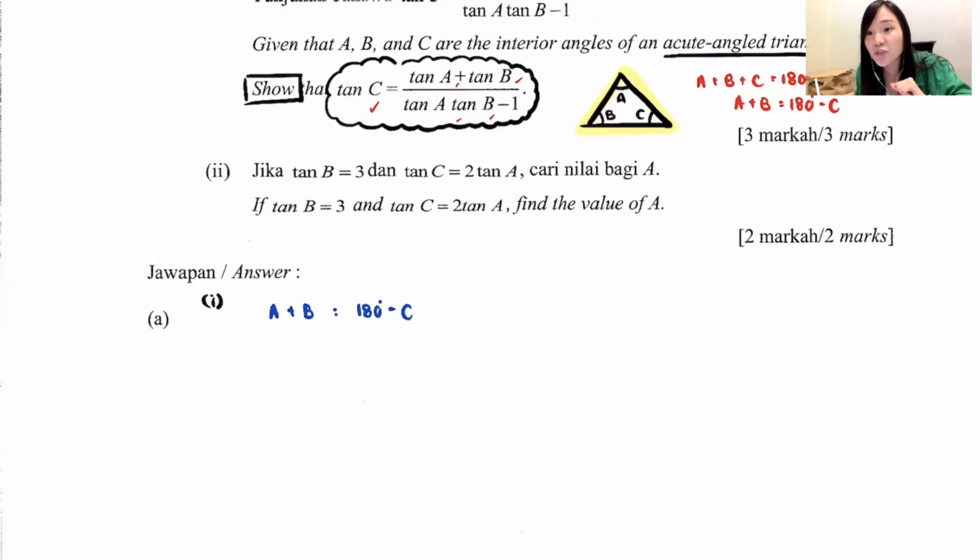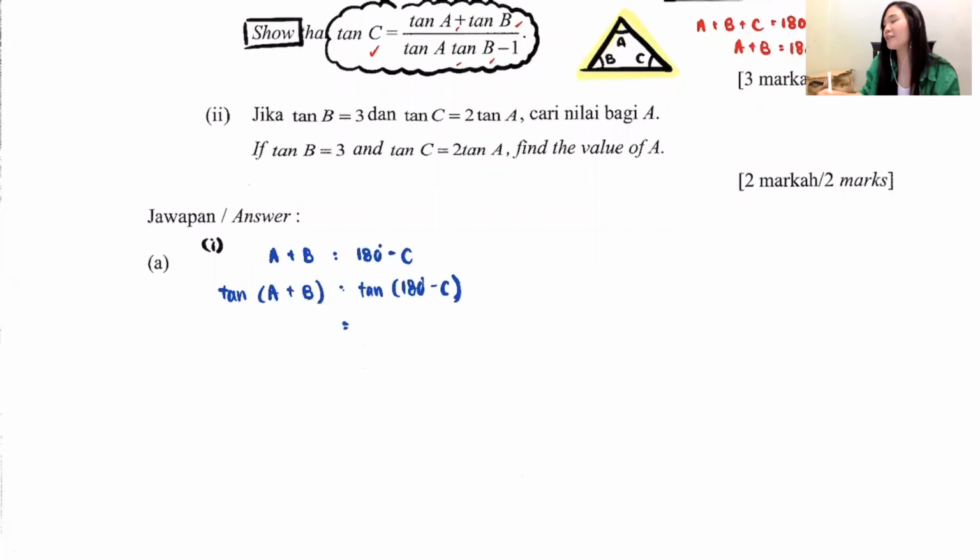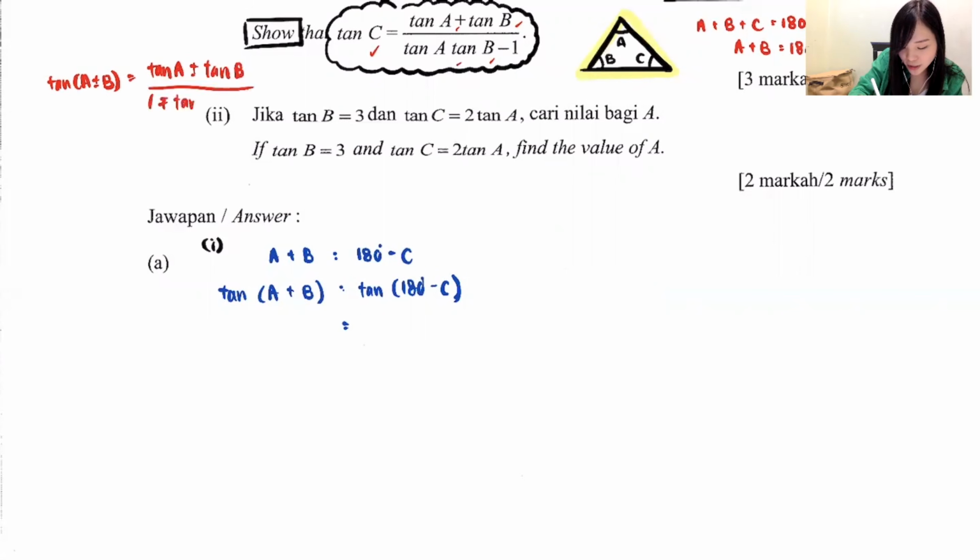Correct, right? But they put tangent. Since they put tangent, I'm okay to add a tangent. You are allowed to add a tangent as long as on the left side you add it and on the right side you add it. So first one is tangent of A plus B, and tangent A plus B has a formula. Hopefully you have the formula paper like the one SPM provided. I'll write the formula for you: tangent of A plus minus B equals tangent A plus minus tangent B over 1 minus plus tangent A tangent B.